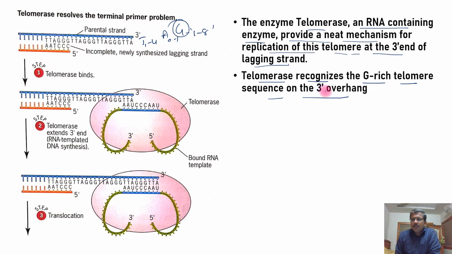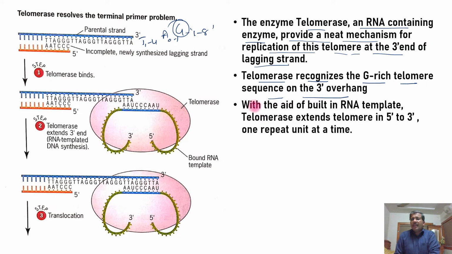Then it will bind with complementary base pairing using the RNA in it. That is the third stage. With the aid of the built-in RNA template, the telomerase extends the telomere that will be binding here. So now you can find here C, C, C, A, U. It has a template strand here, even though it is RNA. So considering this RNA as a template, DNA extension will be happening at this 3'. So this telomere extension will be taking place.